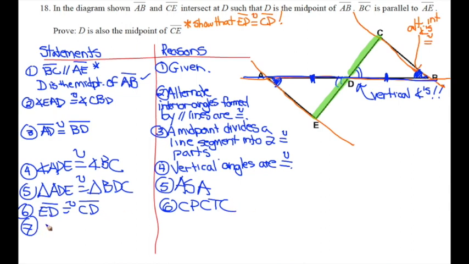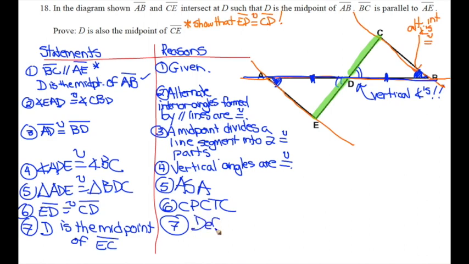So finally, after I've said that, I can get to the proof statement, which was that D is the midpoint of EC. And I've backed it up. I've shown everything. And the reason here is simply the definition of a midpoint, or that a midpoint divides a line segment into two congruent parts. QED.